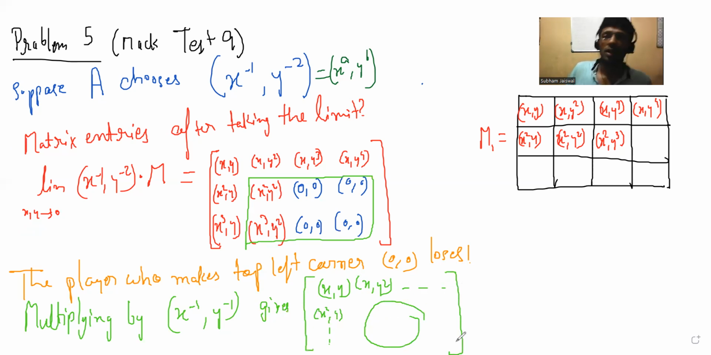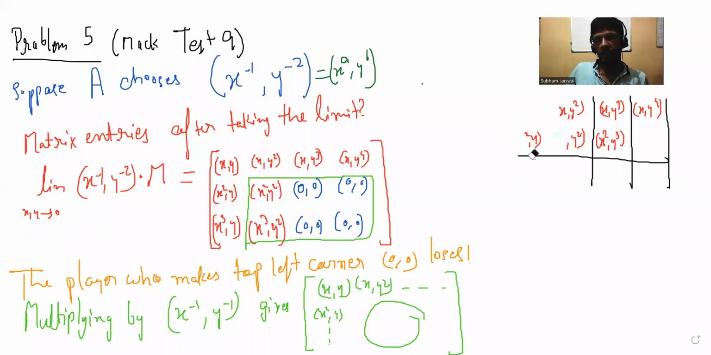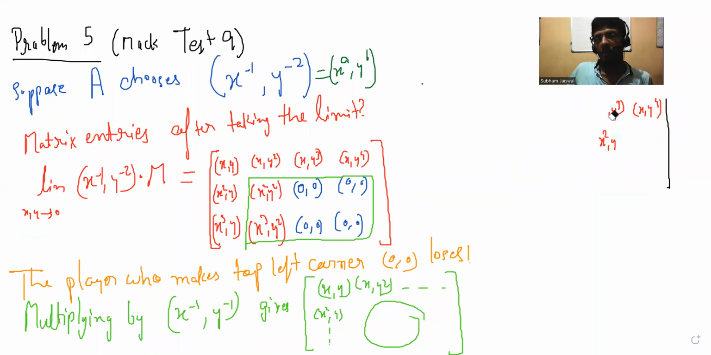Now, Raghav is saying that we should do this. So why should we do this? Or maybe you're trying to say player A should do this. So why should he do it? Why should he make this multiplication?